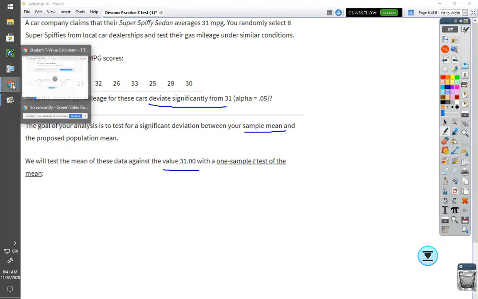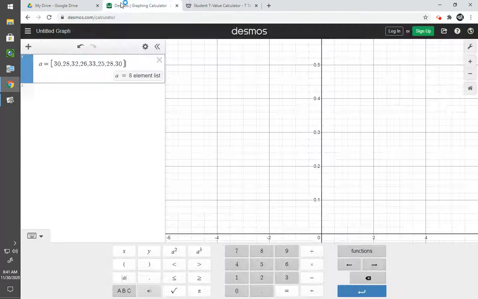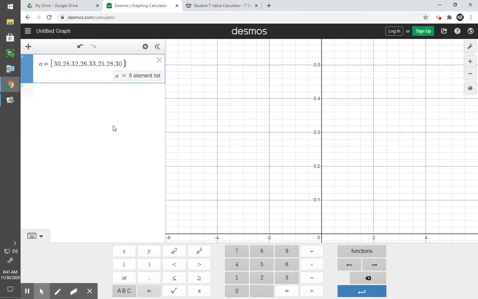So the first thing that I do when I go to Desmos is I put all of the values into a list. So take the time right now and put them into a list. Make sure that you give it some kind of letter. It doesn't have to be A. And make sure you use an equal sign. Once you create those values, now we need to actually do a couple calculations using Desmos. And you certainly could use a different calculator if you like, but Desmos is pretty quick.